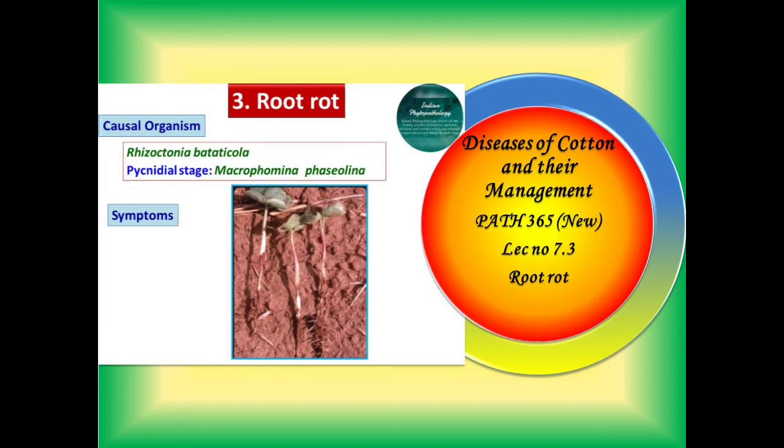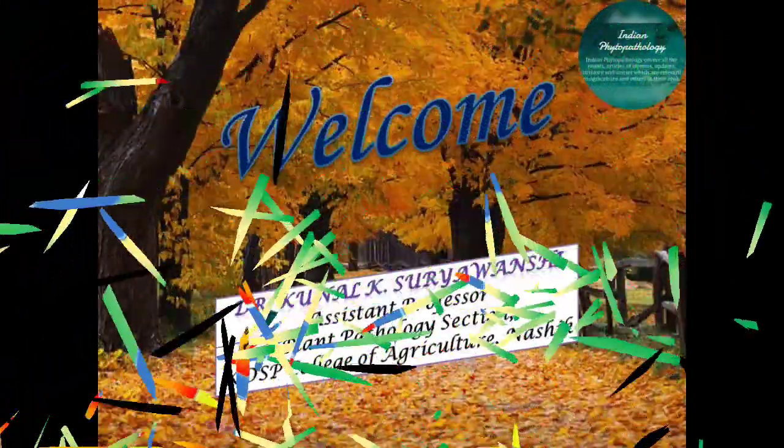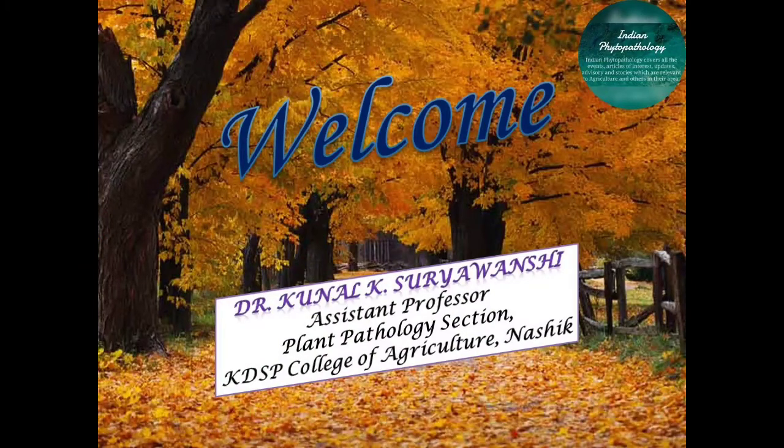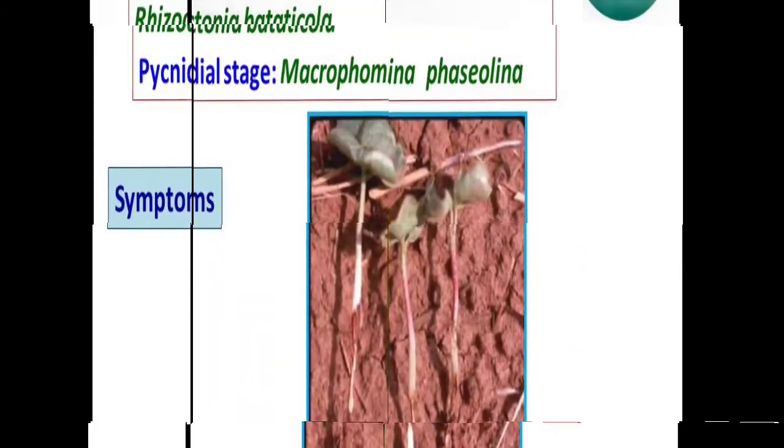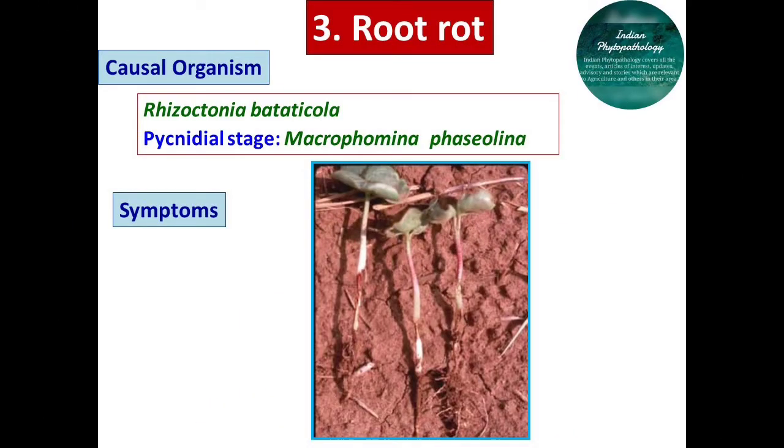In the previous lecture, we studied wilt of cotton, its causal organism, symptomatology and management. In today's lecture, we are going to see root rot of cotton. Root rot of cotton is caused by the fungal pathogen Rhizoctonia bataticola, and its perfect stage is known as Macrophomina phaseolina. This disease is severe in many parts of India, especially the major cotton growing regions: Vidarbha, Punjab, Gujarat and Maharashtra. All major growing areas are affected by this root rot of cotton.